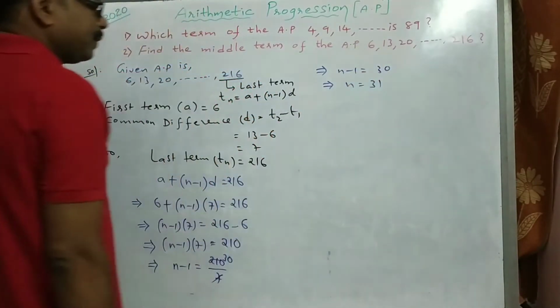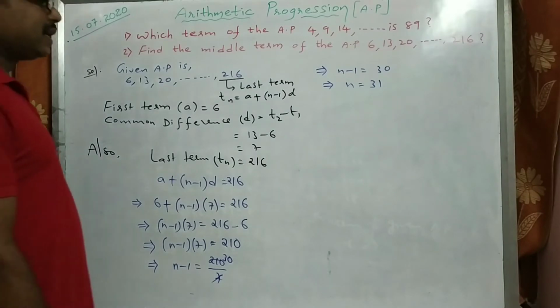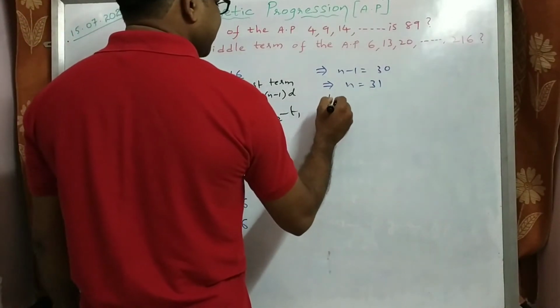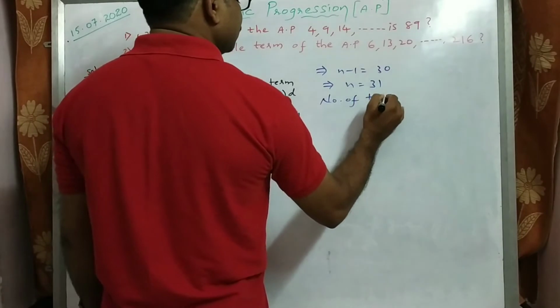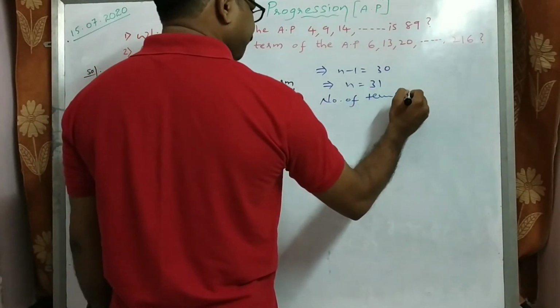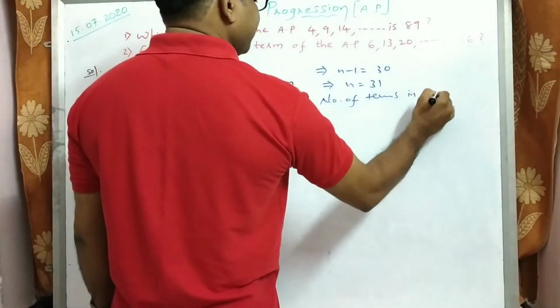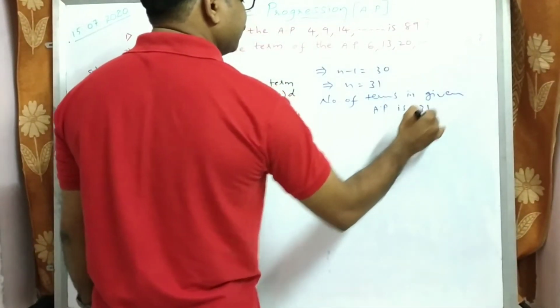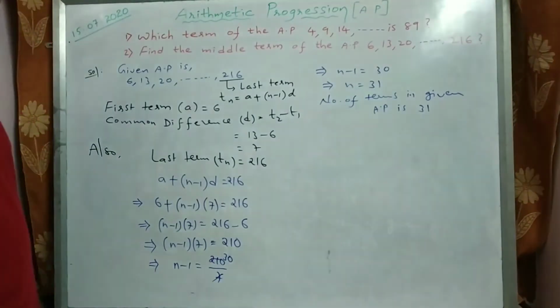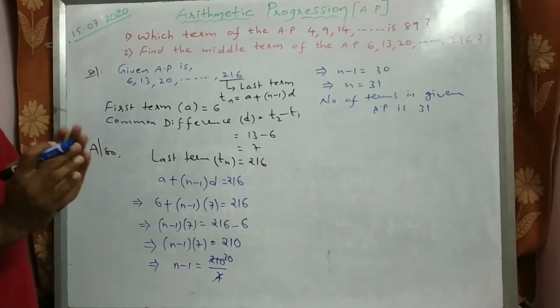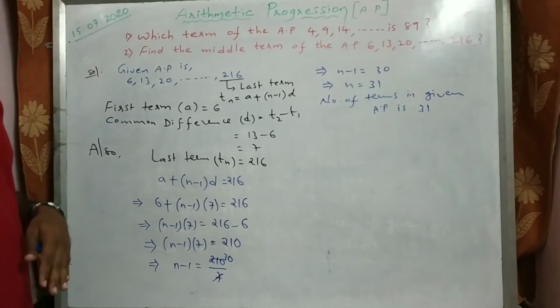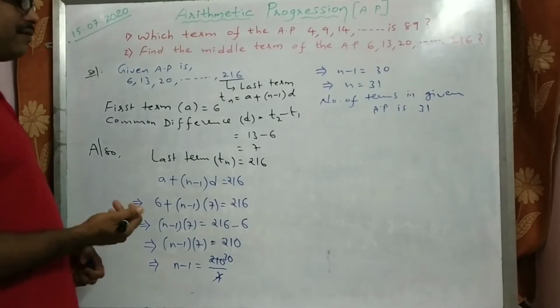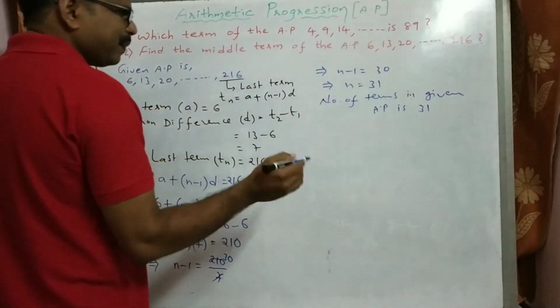So 31. So how many terms are there? 31 terms are there here. Number of terms in the given AP is 31. In that, what will be the middle term? Total 31 terms are there. This side 15, that side 15. If you remove those, the 16th term will be the middle term, right?